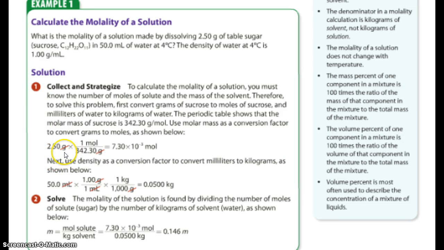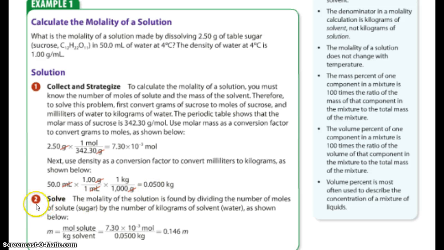So we started out with 2.5 grams, times the fact that there are 342.3 grams in each mole of sucrose, which gives us an answer of 7.3 times 10 to the negative 3 moles. Next, use density as a conversion factor to convert milliliters to kilograms as shown below. So, 50 milliliters, we know that in 1 milliliter we have 1 gram of water. That's why they gave us the density. 1 gram of water is the same as 1 milliliter of water. Then we need to convert our grams into kilograms, and we get 0.05 kilograms of water.